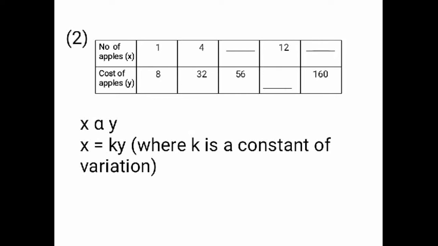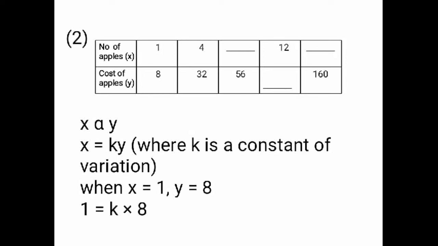When x is equal to 1, y is equal to 8. In first column, x how much is given? 1. Y is given 8. You have to substitute the value of x which is given 1 and y which is given 8 by using the formula of constant of variation in direct variation. That is 1 is equal to k into 8.